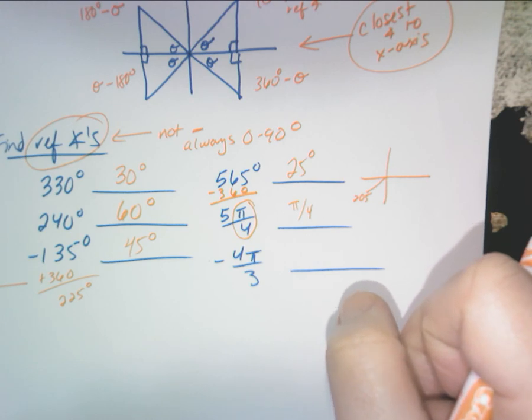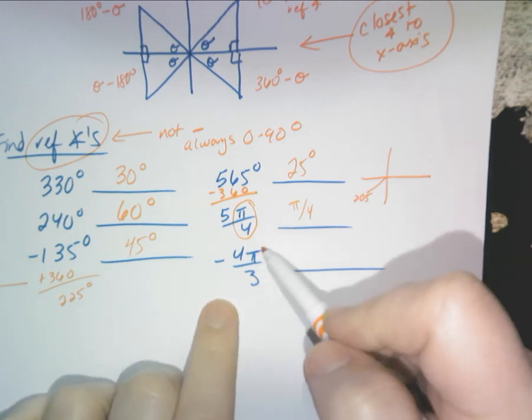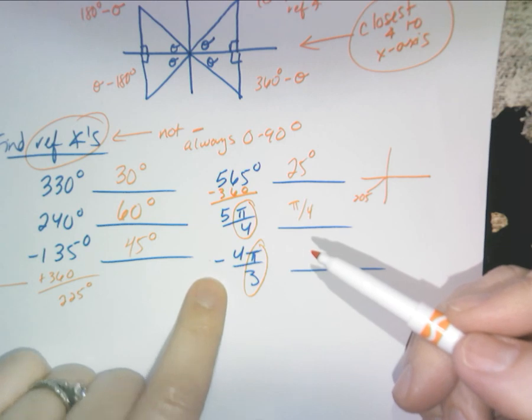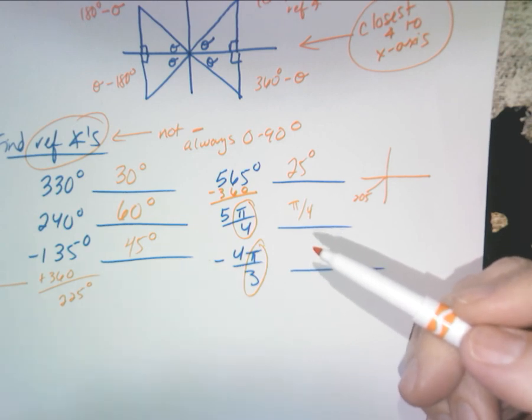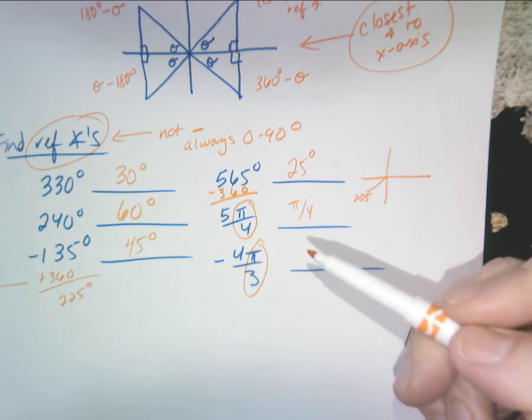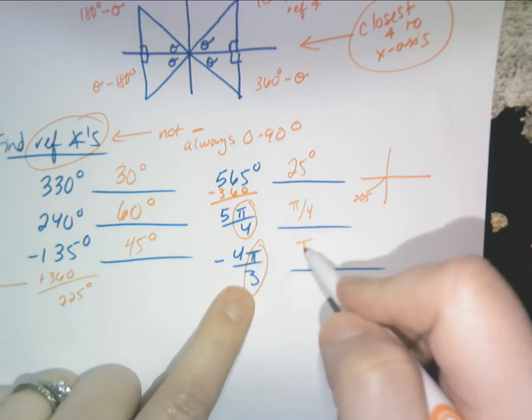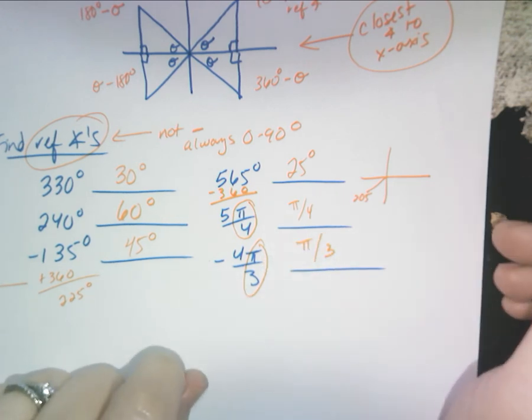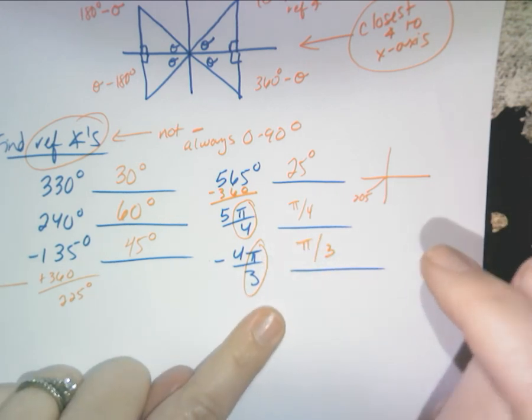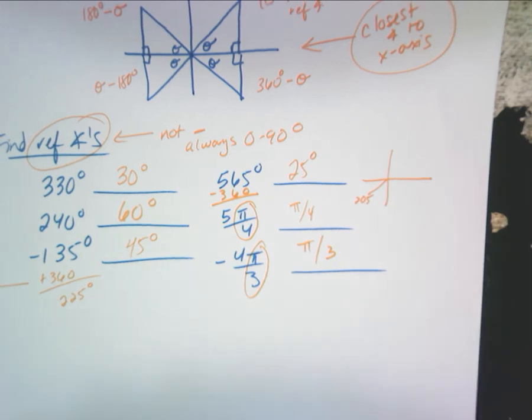It's always going to be pi over 4. Same thing with pi over 3. No matter if it's positive or negative, that we'll worry about in a minute. We'll worry about the negatives and positives because that tells you what quadrant you're in. But this, your reference angle is pi over 3. Okay? Anybody remember what pi over 3 is in radians? 60 degrees.